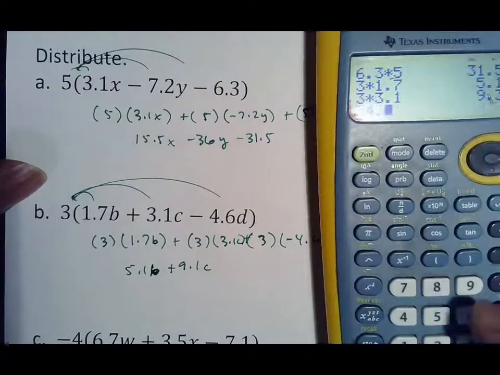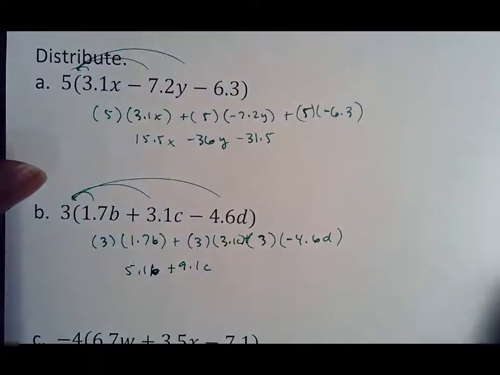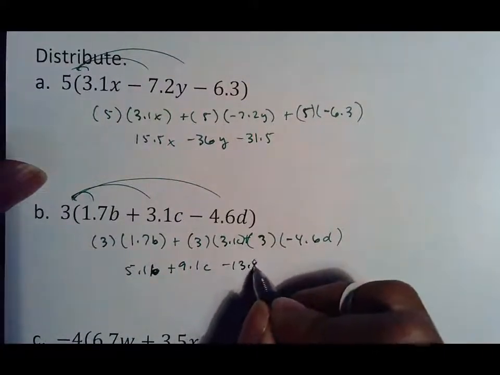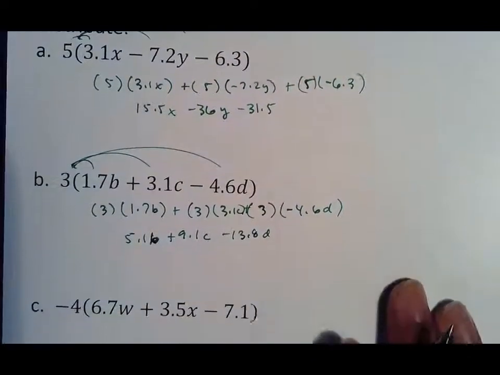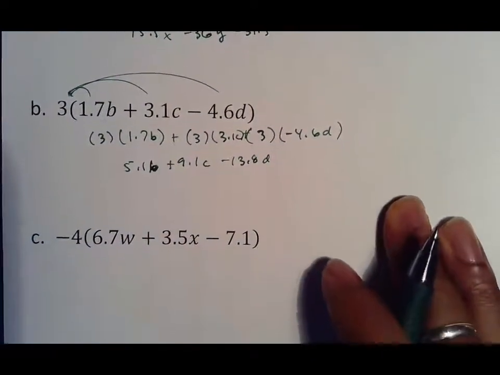Negative 4.6 times 3, which is negative 13.8d. Again, that is your answer. That's all it takes. So with the calculator, with the decimals, the only difference is just being careful typing in your numbers.